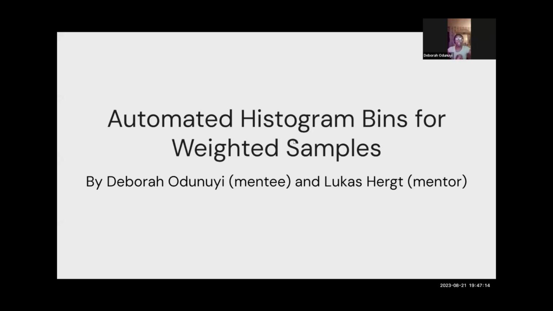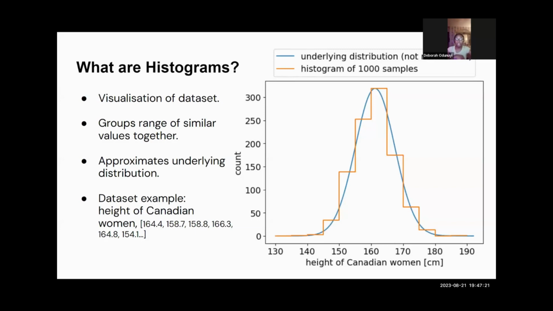This is my research on automated histogram bins for weighted samples. So first, let's start on what histograms are. They're a type of data visualization, and they utilize something called bins. And bins are ranges, like say 1 to 3 or 10 to 12. And if a sample falls into those bins, then it increments, like you can see at this graph here.